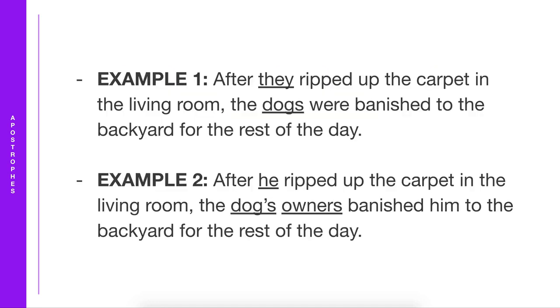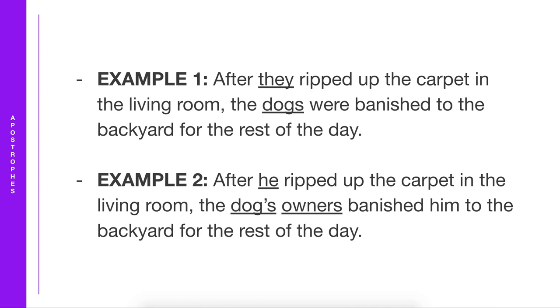First off, example 1. After they ripped up the carpet in the living room, the dogs were banished to the backyard for the rest of the day. Now, in this sentence, we can tell that we are talking about more than one dog because of the word they. But these dogs don't necessarily own anything in the sentence. They don't possess anything. And because they don't possess anything, there should not be an apostrophe. Again, that's really important to us. If the noun doesn't possess anything, then there should not be an apostrophe.